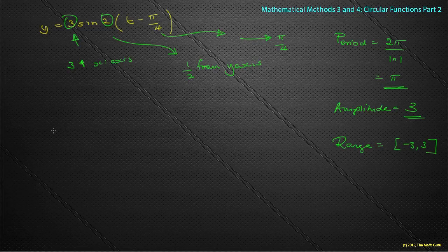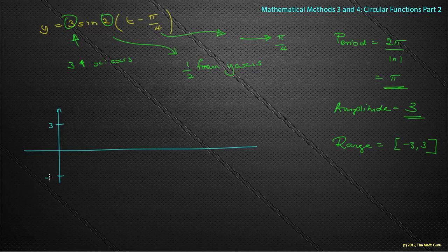So let's have a look at trying to draw a quick sketch of this graph. Okay, so we know the maximum is going to be 3 and the minimum is going to be -3, so that takes care of my range and my amplitude. My period is going to be pi, but I've got to take account of this pi on 4 shifts.